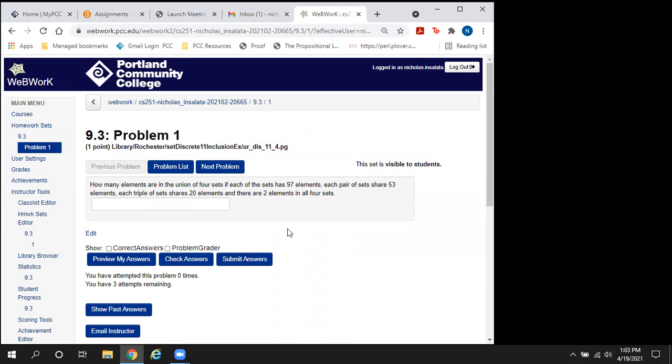All right. So, how many elements are in the union of four sets? If each set has 97, each pair shares 53, the triples share 20, and two elements are in all four. Okay, so what do you guys think? How should we approach this question?